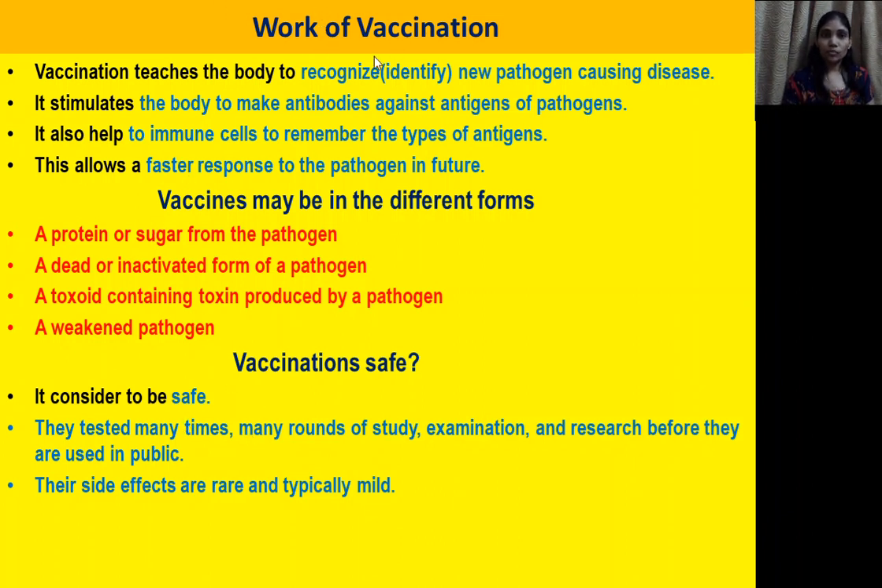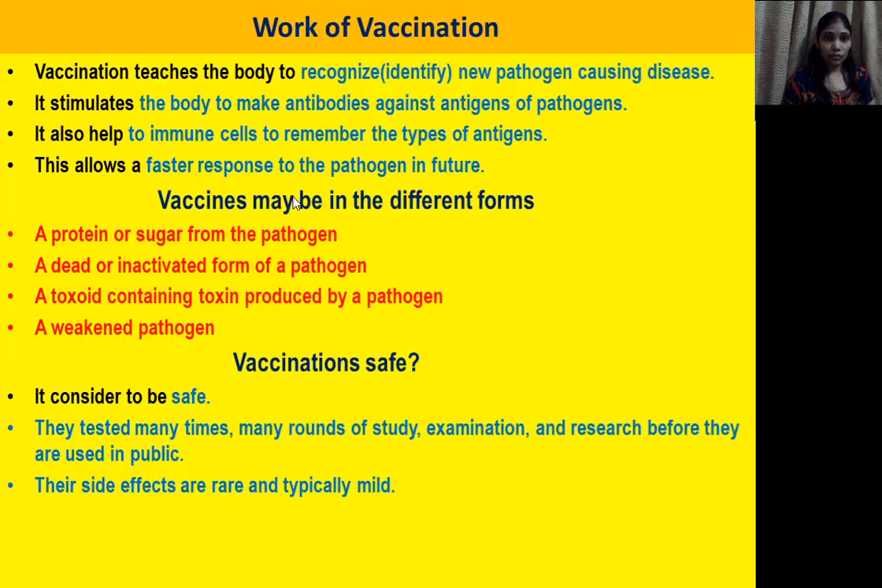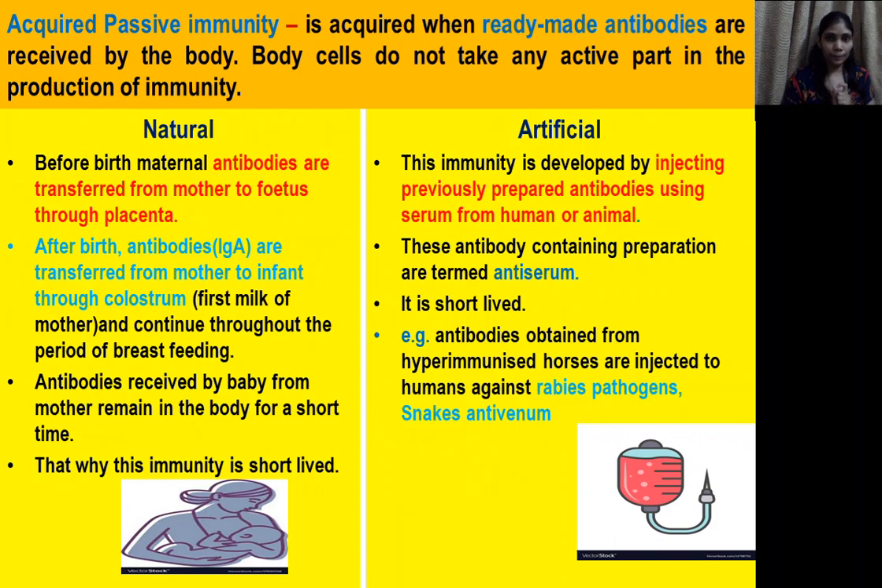Okay, so this is the information about vaccination. Next is acquired passive immunity. Acquired passive immunity is acquired when ready-made antibodies are received by the body. You have to remember here that passive immunity means ready-made antibodies, and what about active immunity? Production of antibodies, through infection or vaccination, and ready-made antibodies in passive immunity.